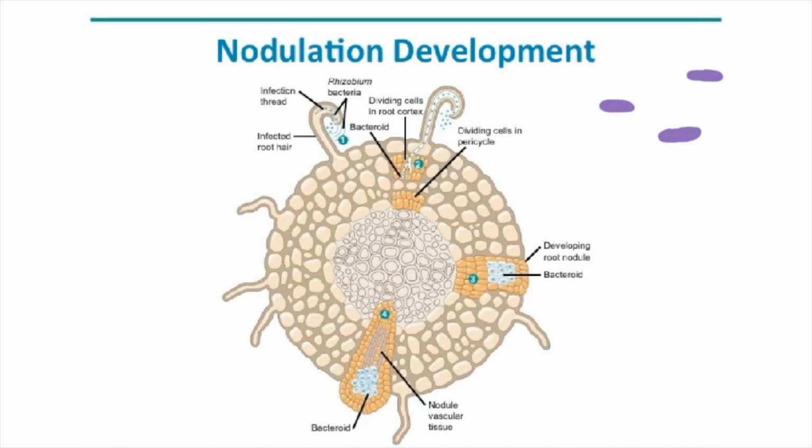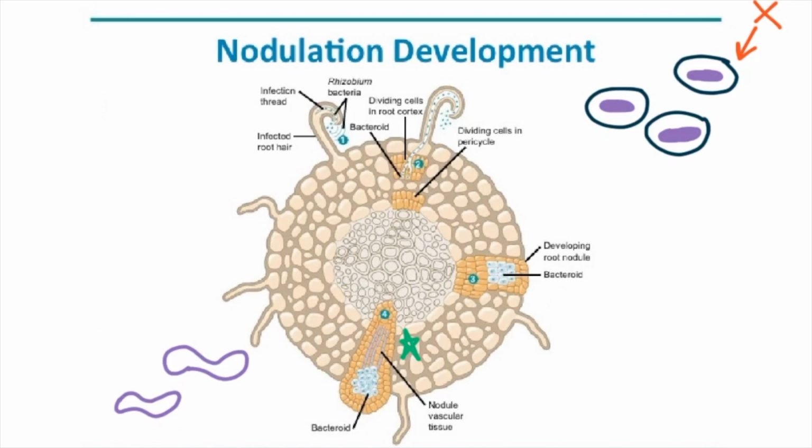Bacteria are then released from the infection thread into the host cells, but they remain surrounded by a peribacteroid membrane. If this membrane doesn't form, the host can recognize the bacteria as an infection and signal its defenses. If the bacteria isn't protected, it can lead to ineffective nodules. The infected cortex and pericycle cells continue to divide until they eventually fuse, forming the nodule. Once the nodule is formed, the bacteria change to bacteroids and begin fixing nitrogen.